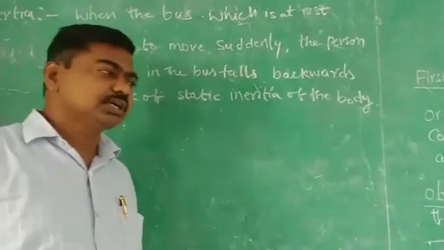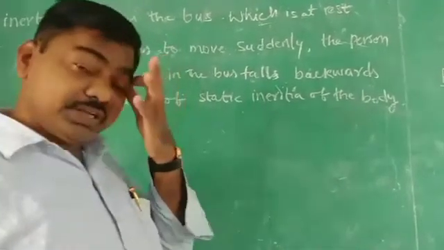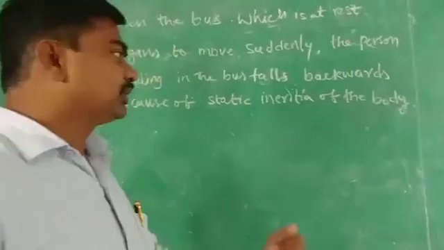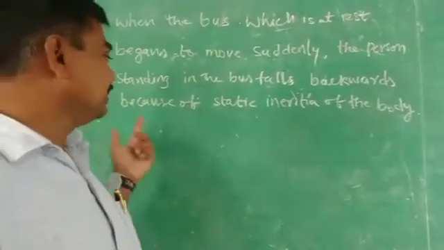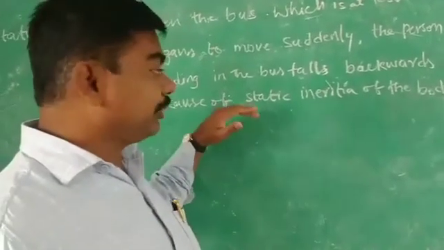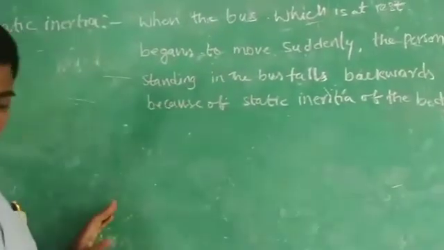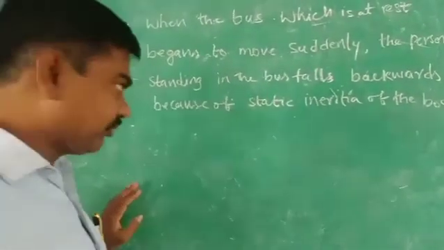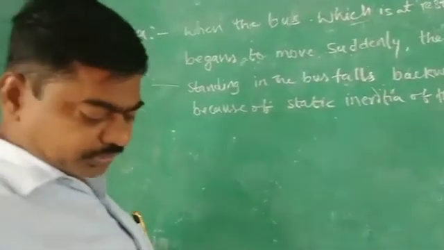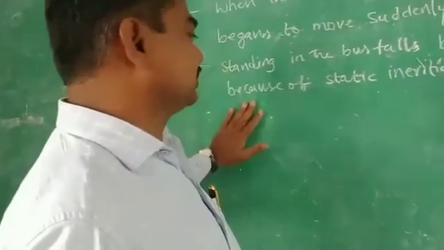Yes, whenever the bus suddenly starts, the bus is moving, the person is going backward. Not only standing, even sitting also remains the same. Whenever the bus suddenly starts to move forward, what happens? He will fall back, back bending here. That object will remain at rest only. Object means the person will remain in what position? In rest only, unless an external force acts upon it. This is called the static inertia. The static inertia is very important.